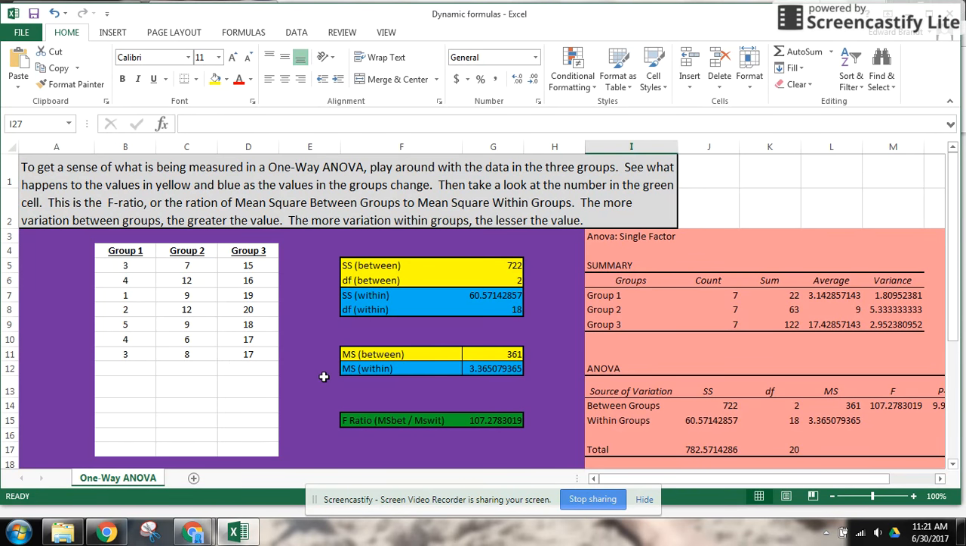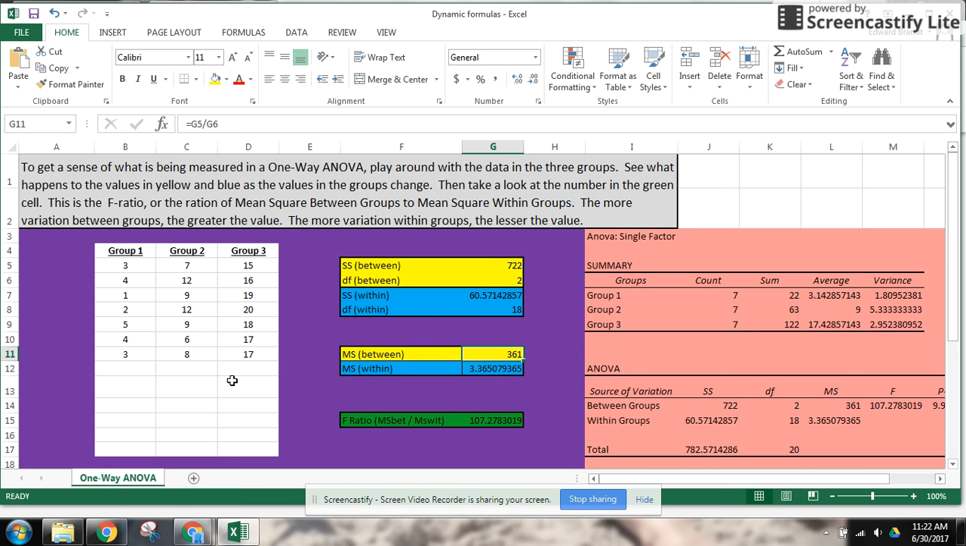In an ANOVA, ultimately what we're looking at is what is called the F ratio. The F ratio is the comparison between the amount of variance identified or measured between groups over the amount of variation within the groups. I'm not going to go into the actual statistics of it. You can get that in the text and in our notes. But I thought this screencast would help identify what's going on within these values.